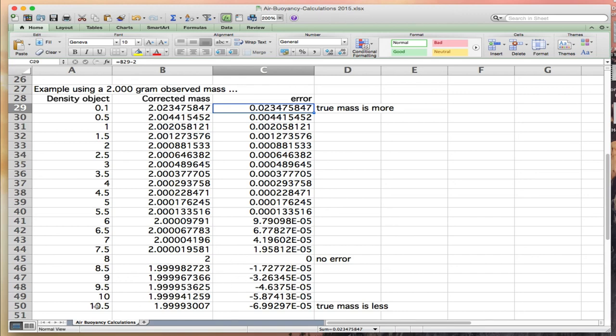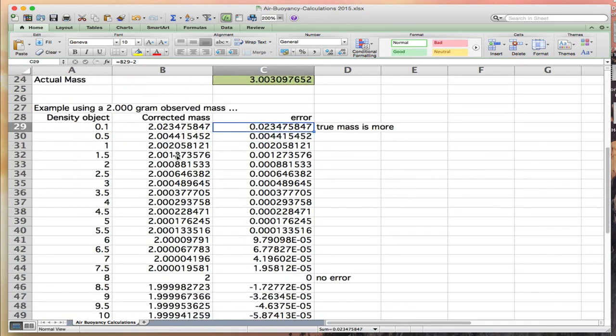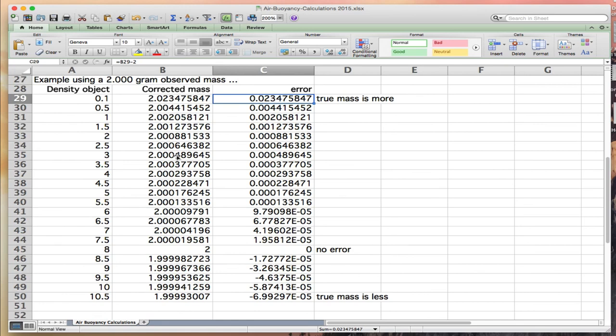And then if your object is greater than 8, you actually get a negative error because your true mass is now less than the observed mass, because the buoyancy on the steel weights is now greater than the buoyancy on your sample. Okay, so this is an example of how to do an air buoyancy correction, and how you might generate a table to understand this relationship as a function of density using absolute and relative addressing.